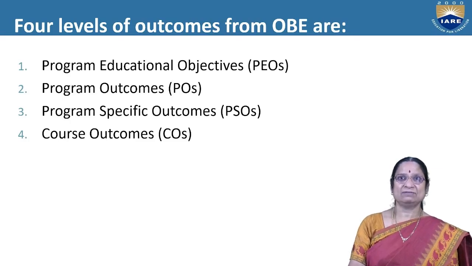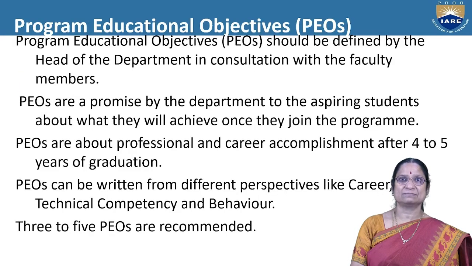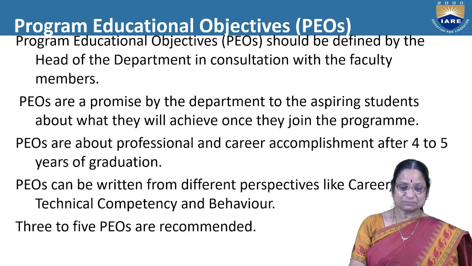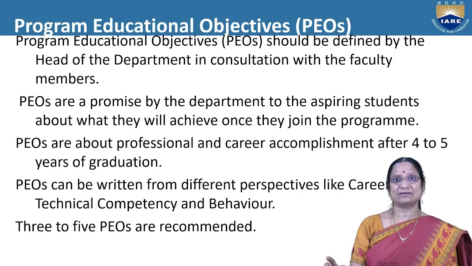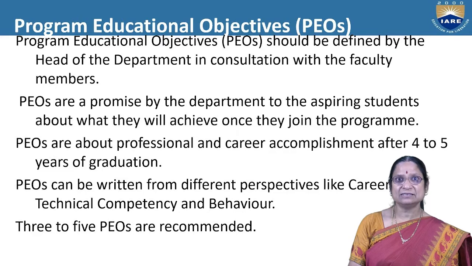In OBE, 4 levels of outcomes are going to be considered: program educational objectives, program outcomes, program specific outcomes, and course outcomes. These program educational objectives are promised by the department to the aspiring students, about what they will achieve once they join the program actually. Generally, these PEOs are about the professional and career achievements after 4 or 5 years of graduation. That is, after completion of the graduation, the program educational objectives assessment is going to be considered.